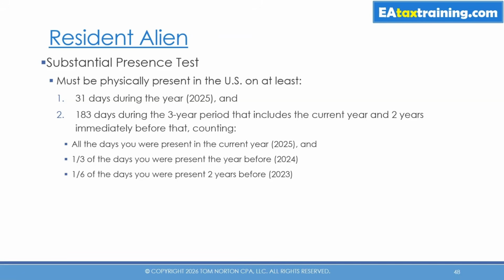However, we don't count 183 days in the normal way that you would count days. We have a special way that we count those days. We count all of the days in the current year. So for 2025, we count every day. Then we count only 1/3 of the days for the prior year. So that would be 2024. And we count only 1/6 of the days for 2 years before, which would be 2023.